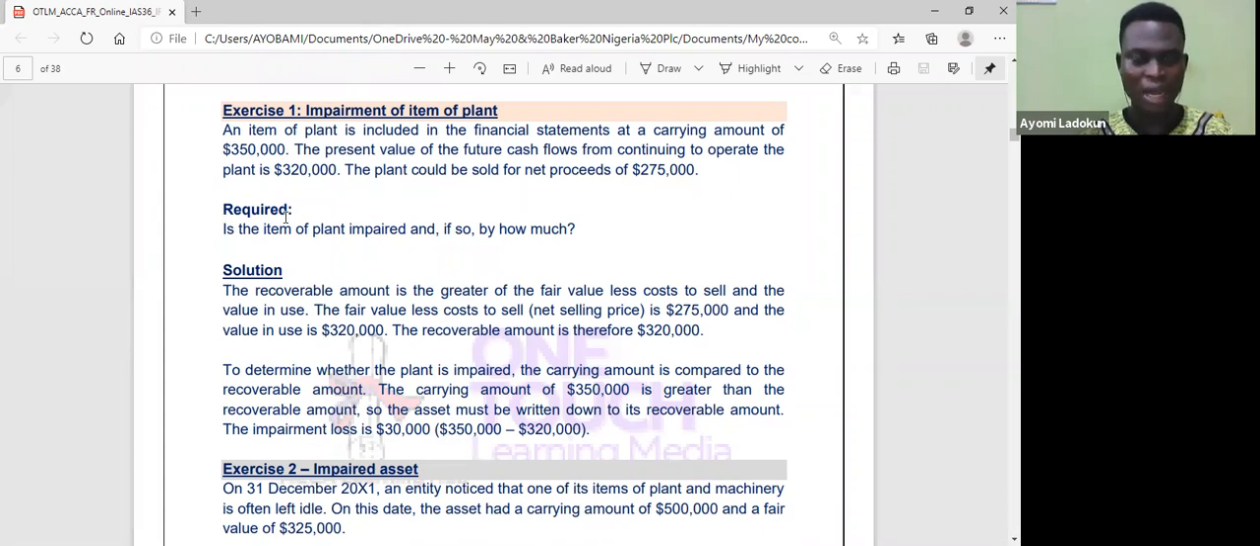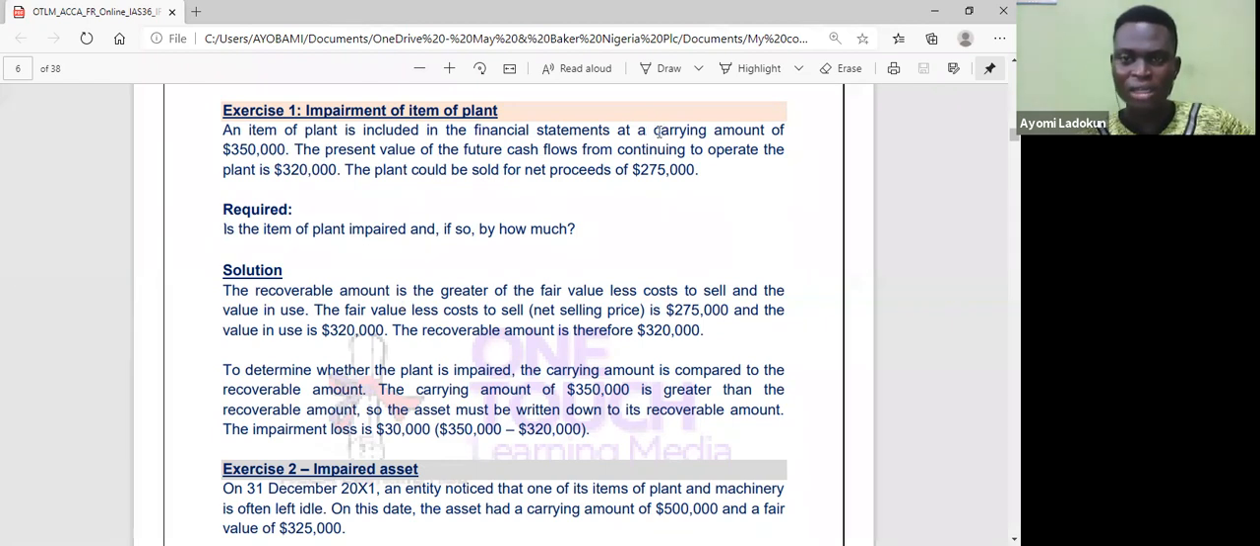Now, it says an item of plant is included in the financial statement at a carrying amount of $350,000. The present value of future cash flows from continuing to operate the plant is $320,000. The plant could be sold for net proceeds of $275,000. Required: is the item of plant impaired, and if so, by how much? Looking at this question, I already know this is an impairment question because of the requirement. So let's use this question to demonstrate our understanding.